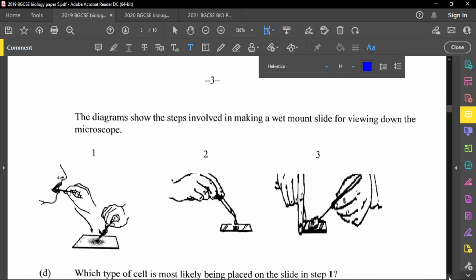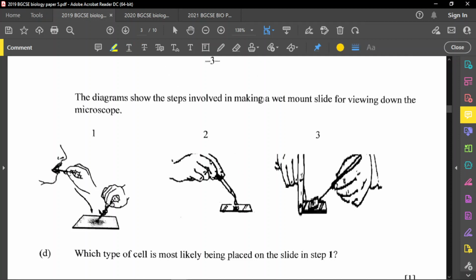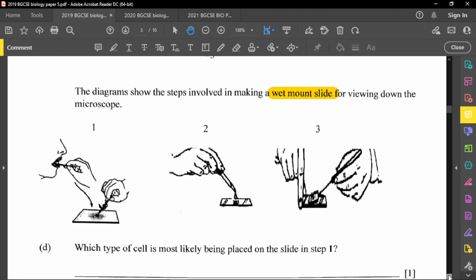Here now it said that the diagrams show the steps involved in making a wet mount slide for viewing down the microscope. Notice the keywords they're using here. You're actually making a wet mount slide, so the slide is going to be moist. And normally moist slides are better to view for different reasons. We'll talk about that if they ask us.